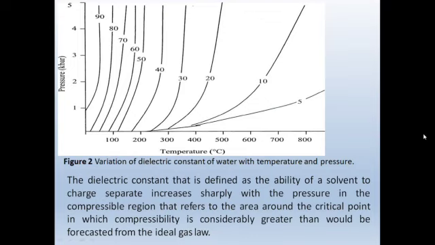Here is the diagram of variation of the dielectric constant of water with temperature and pressure, where temperature is taken on the x-axis and pressure is on the y-axis. The dielectric constant, which is defined as the ability of a solvent to charge separate, increases sharply with pressure in the compressible region, which refers to the area around the critical point in which compressibility is considerably greater than would be forecasted from the ideal gas law.